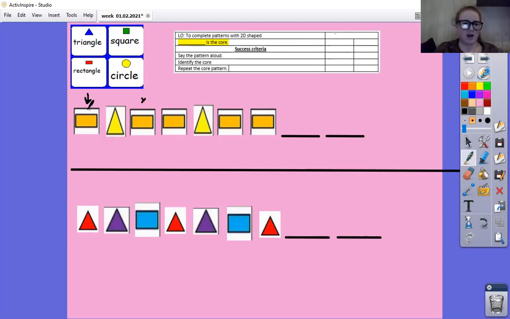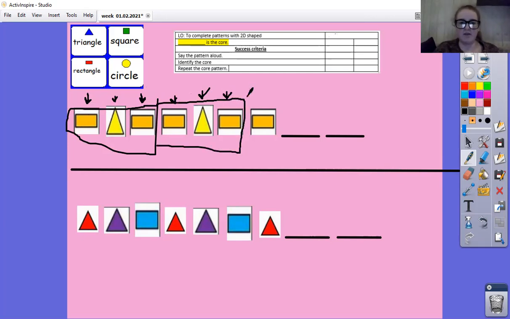So let's have a look. I'm looking for an orange rectangle followed by a yellow triangle. So it's not this one, but this is an orange rectangle, and then this is a yellow triangle. And then afterwards is another orange rectangle. So here is another orange rectangle. So I can see that 1, 2, 3 is my core, and then 1, 2, 3 is my repetition, and then over here is the start of my next repetition.